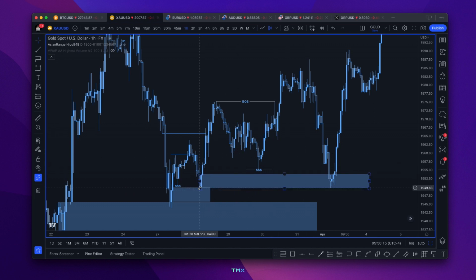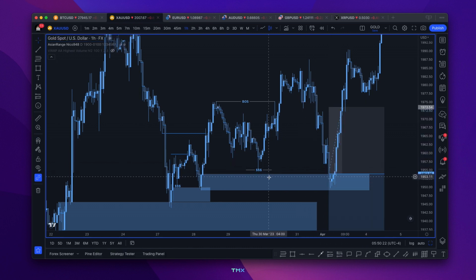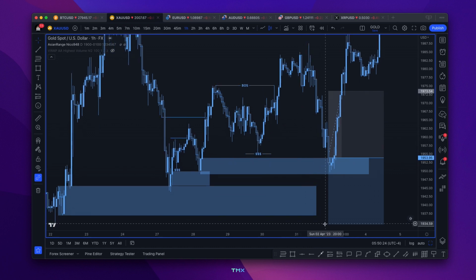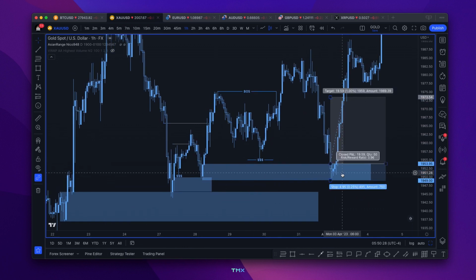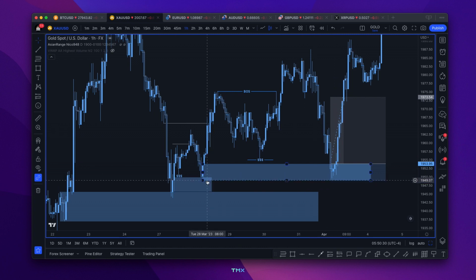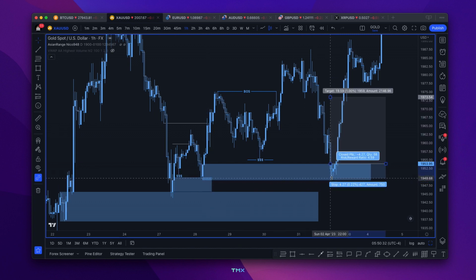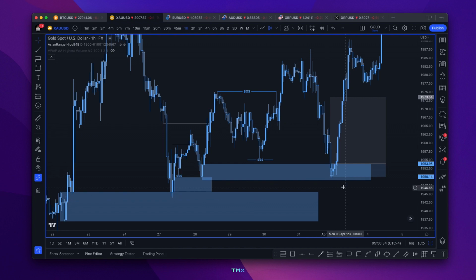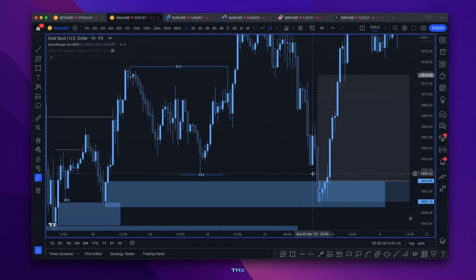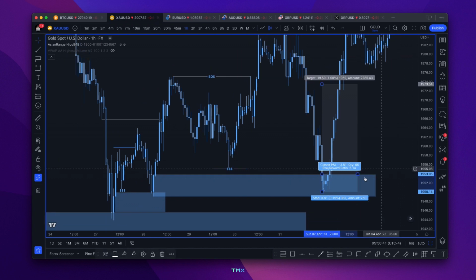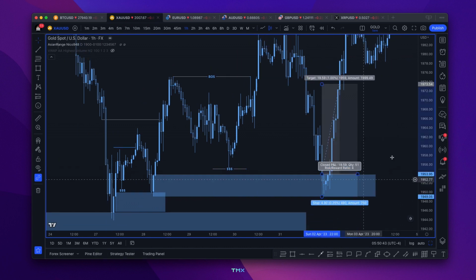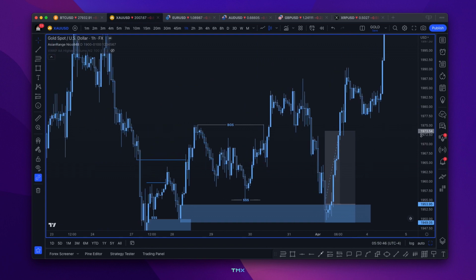Now, what I suggest you guys do if you are approaching this kind of setup aggressively, always make sure to put your stop loss below the wick. So don't be like this, because as you can see, you would have been stopped out, and in this scenario that's not funny, because after you've been stopped out it shot all the way up.